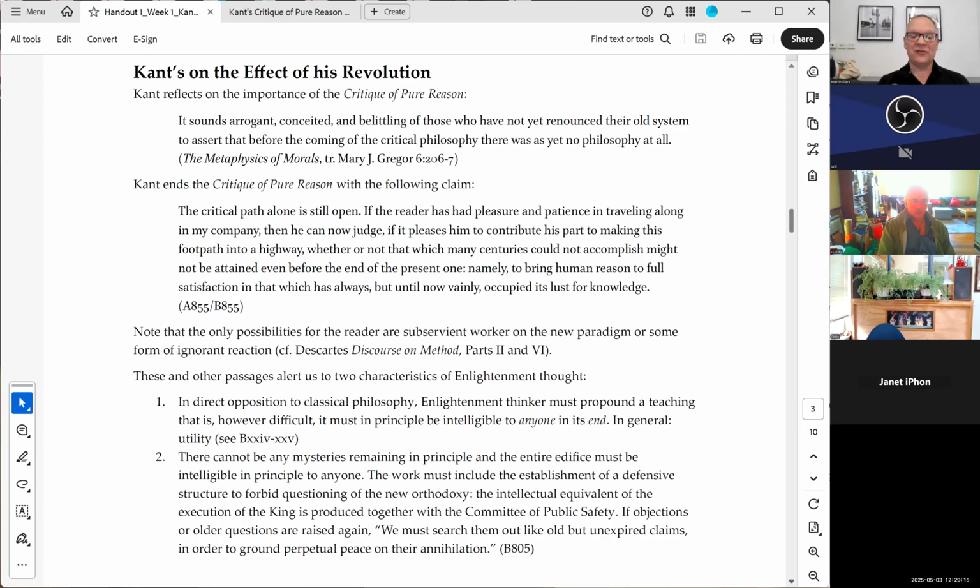And just to quote Kant, if objections are raised against the new teaching, he says, we must search them out like old but unexpired claims in order to ground perpetual peace, a title of one of his more famous essays, right? Perpetual peace based upon the spreading of the Enlightenment teaching that he propounded, on their annihilation. So we must annihilate doubt. It's a very delicate operation. If you're going to be an Enlightenment teacher, you have to be so persuasive on your positive teaching, but you also have to defend that teaching. That accounts for some of the difficulties in reading Kant, because he's proposing something new, and at the same time he's defending it with an extremely intricate argument.